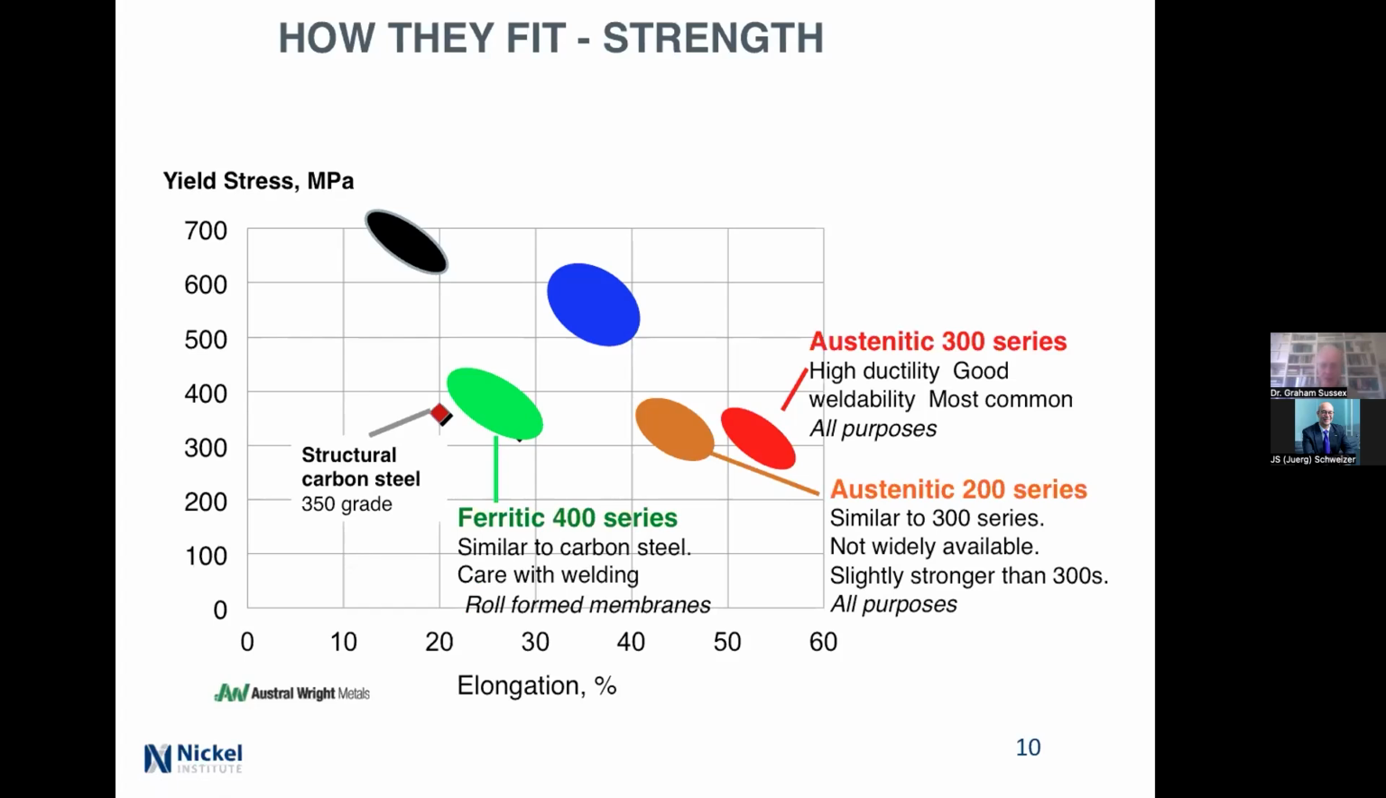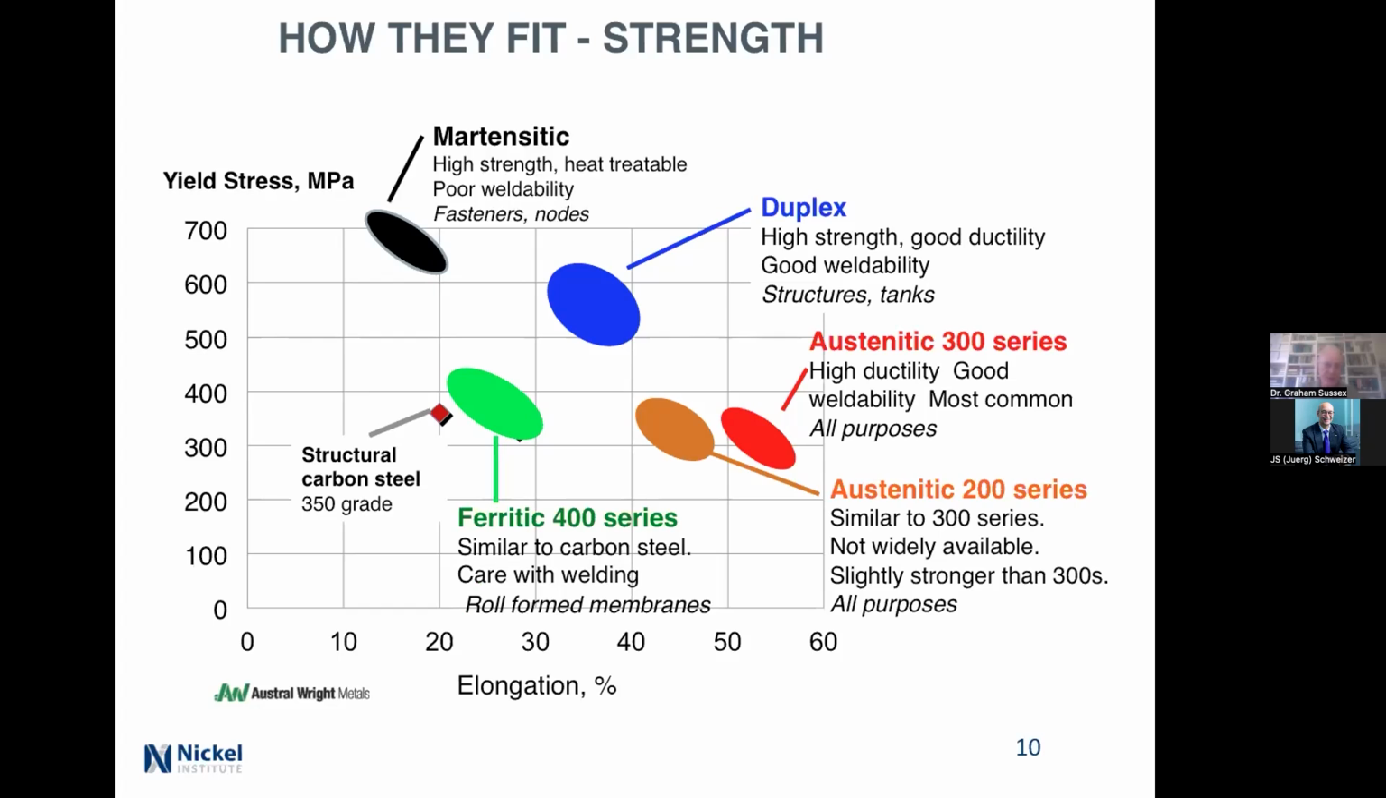And then we go to the duplexes, a lot more strength, about double the yield strength of the austenitics. Good weldability, pretty easy. You still need to do some gas shielding, of course, but they have good ductility, 35% or so against the 55-ish% for the austenitics. And then the martensitics: very high strength, not a lot of ductility, and they're used for fasteners and nodes. You have to heat treat them if you're going to weld them.